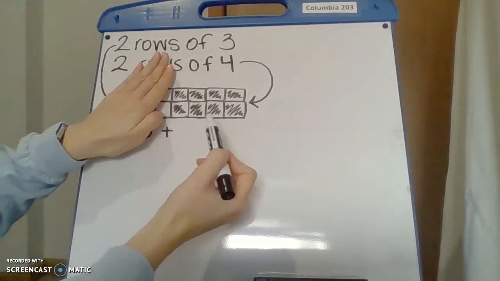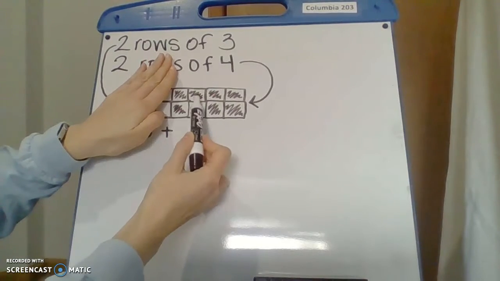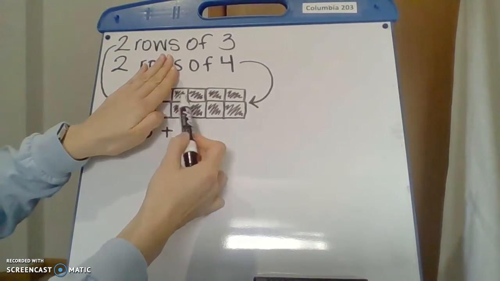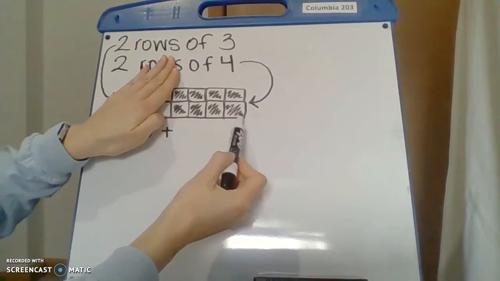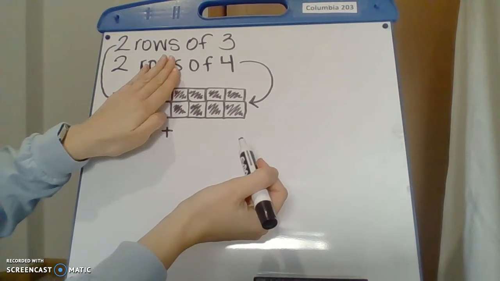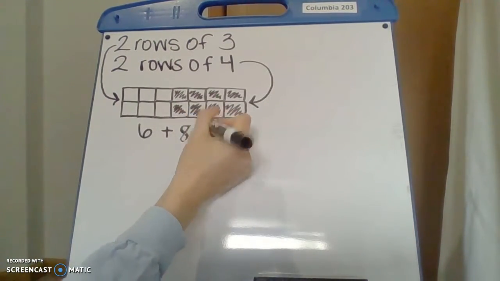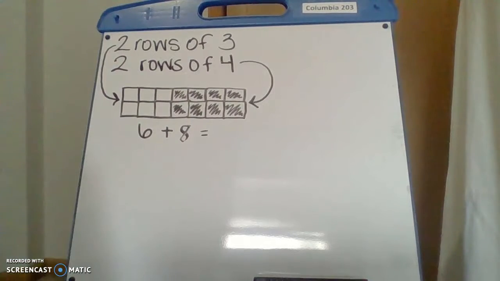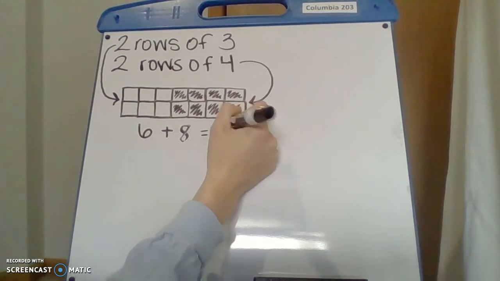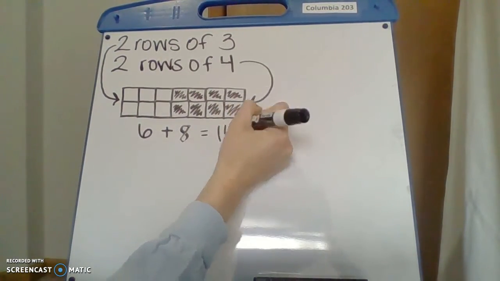Now cover this up and only look here. You have 1, 2, 3, 4 in this row and another 4 in this row. So 4 plus 4 is going to give you 8. So now what I want you to do is add 6 plus 8. And 6 plus 8 is going to give you 14.